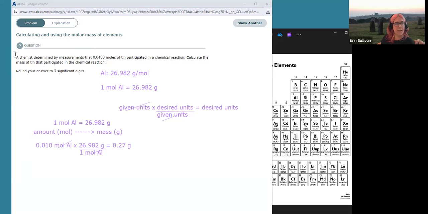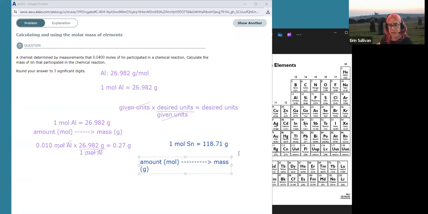So find tin in the periodic table. It's Sn here, stannum, and yes, I can actually read that. So I'm going to write that as an equivalency. 1 mole of tin weighs exactly 118.71 grams. Well, that's nice, isn't it? So if I have 0.04 moles of tin, I want to convert it to mass in grams. So I'm going from my amount of tin in moles to my mass in grams.